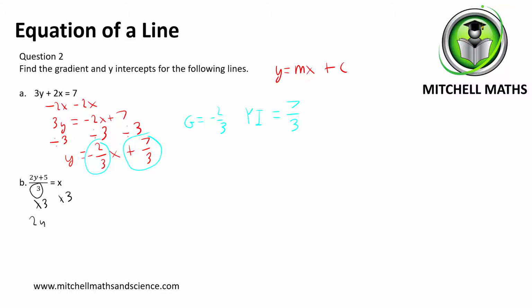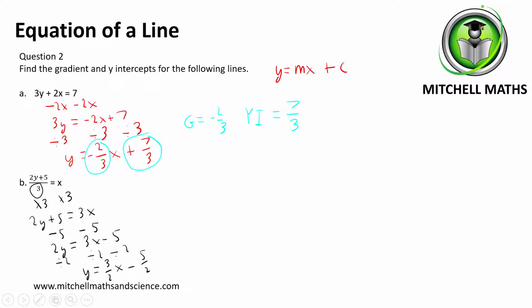I get 2y + 5 = 3x. Next thing, I'm going to try and get rid of this 5. Well, it's add 5, so I'm going to need to subtract 5 from both sides, which will give me 2y = 3x - 5. And finally, I've got 2y. Well, to get rid of that 2, I need to divide by 2. So I'm going to divide every term by 2, which will give me y = 3/2 x - 5/2.